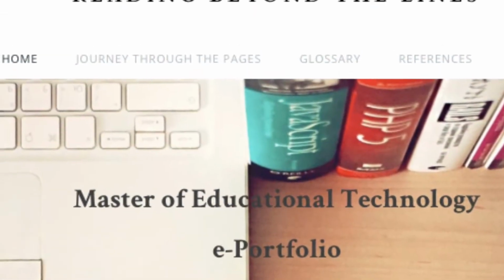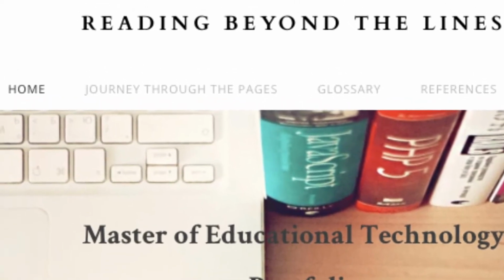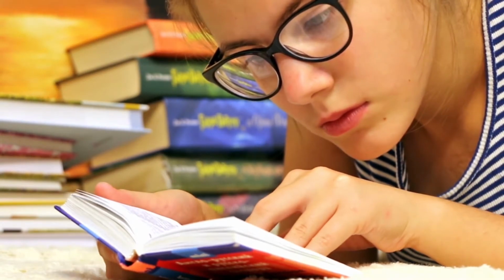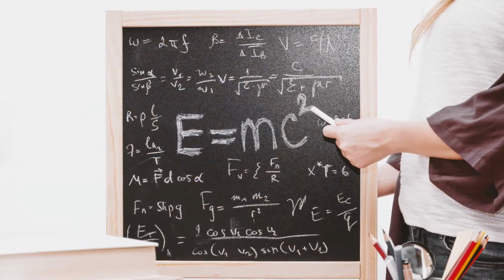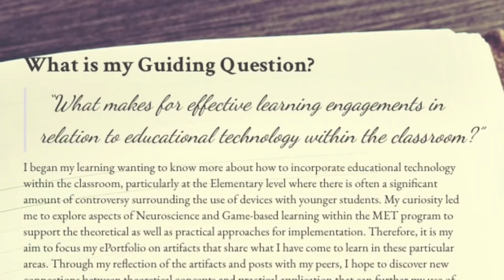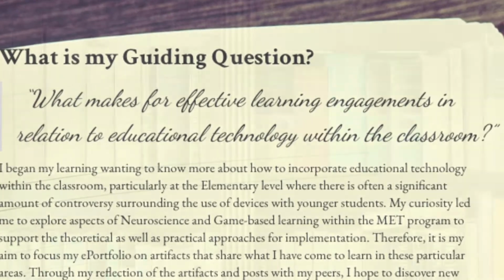My portfolio revolves around the idea of not only reading between the lines, but reading beyond them. Each chapter contains small chunks of learning that together reflect a bigger picture in my pursuit to uncover the essential elements that make for effective learning engagements in relation to educational technology in the classroom.